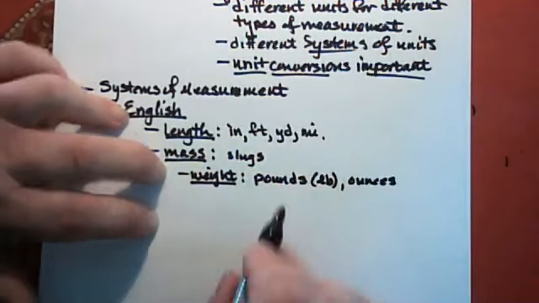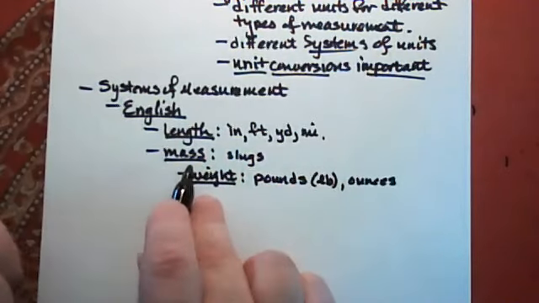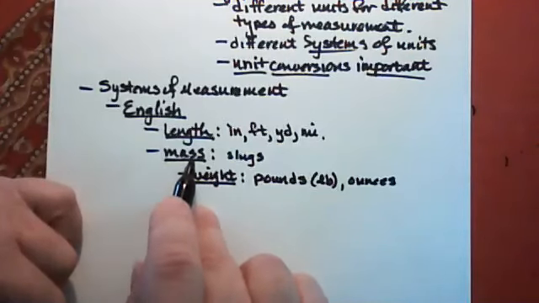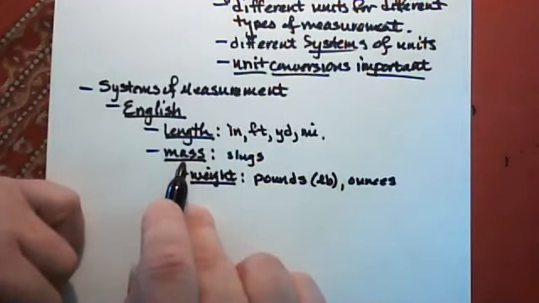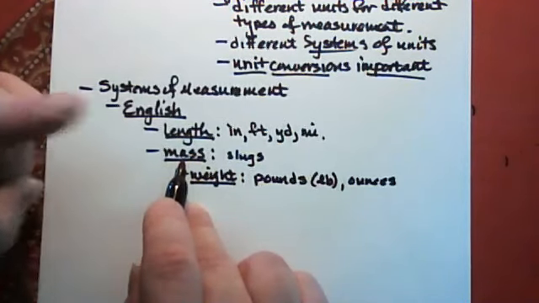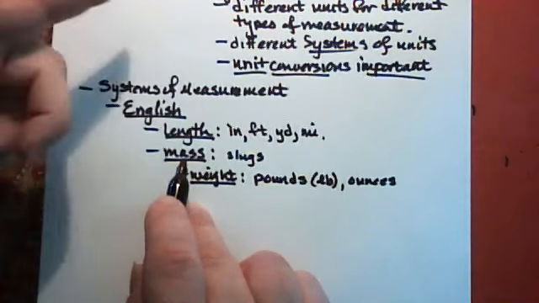Or of course, you can also use ounces. Now, weight is related to mass, but it's not exactly the same thing. Like I said, mass is just the measurement of the amount of matter in an object, which means that it's not affected by gravity. So your mass would be the same here as it is on the moon.